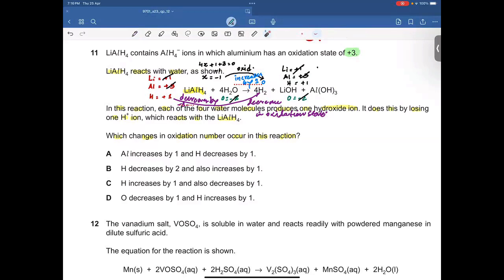So let's talk about the options. Aluminum increases by 1? No, the aluminum oxidation state on both sides will remain the same, which means option A is incorrect. Oxygen decreases by 1? The oxygen oxidation state will remain the same on both sides, so obviously it's incorrect. Hydrogen decreases by 2? It also increases by 1, not decreases by 2. So B is incorrect, and therefore C is going to be the right answer because it increases by 1 and decreases by 1. That's the only conversion I have seen in this equation, which is why from my perspective it's going to be C.